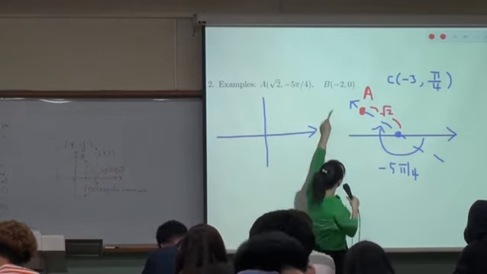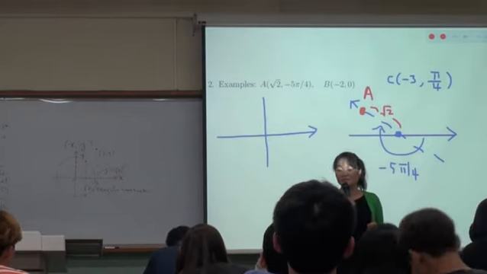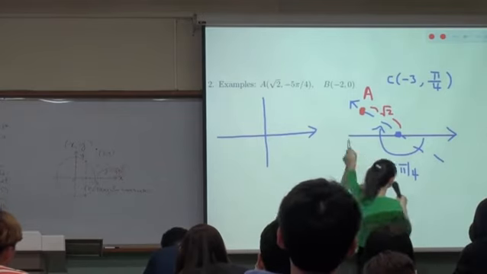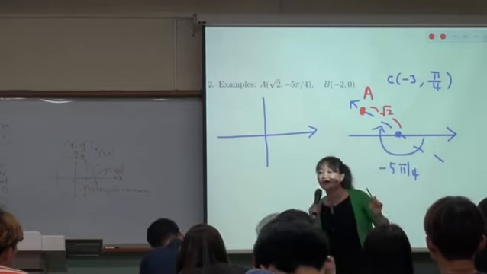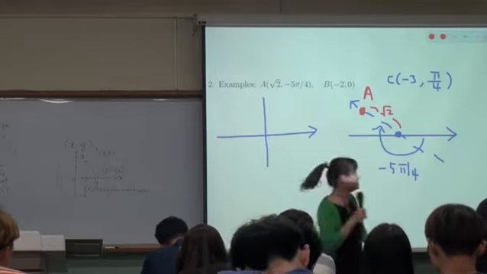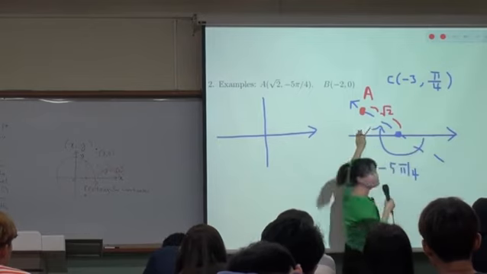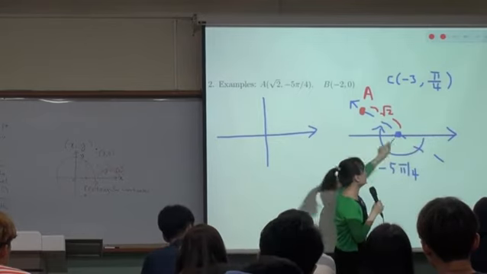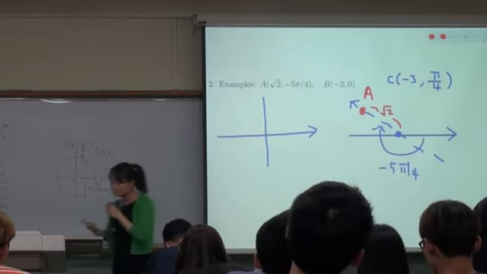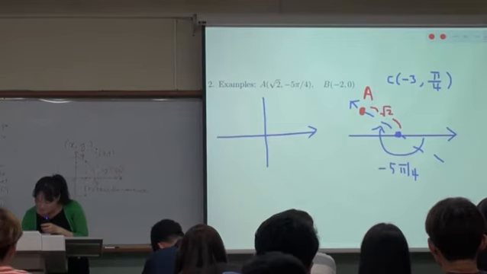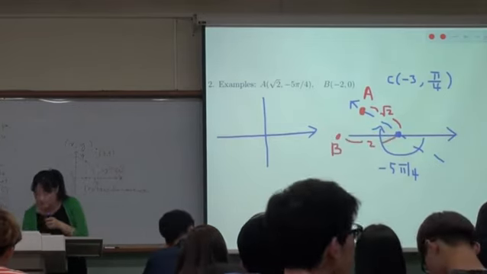Okay, how about B? Minus 2, comma 0. Which is the angle? 0 is the angle, right? So this is my polar axis. The angle is 0. Do I need to rotate my axis or not? No, so leave it like that, and it is minus 2. So is it in number 1 or number 2? Number 2. How far away? Distance of 2. Get it? So this is B. Here, the distance is 2.